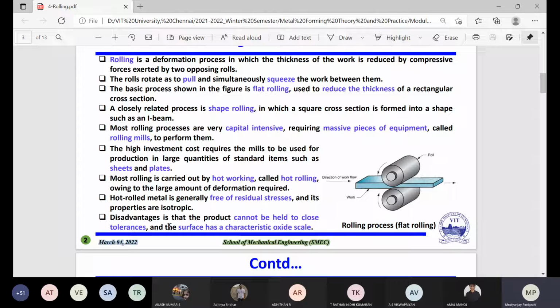And what are the basic disadvantages? Because in every process you will find some advantages and also a few disadvantages. The disadvantage is that the product cannot be held to close tolerance and the surface has a characteristic oxide scale. So when you are talking about the hot rolling mill, you cannot find a very close tolerance. For example, if you want to prepare this kind of shape, you cannot; it will be plus or minus, you will not get accuracy. And second, when you are working at a high temperature, you will find an oxide film or oxide scale on the surface, which may be aggressive to the air, the moisture or the environment. Right? Is it clear?